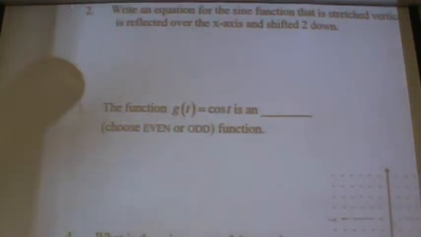Next one, let's go through these. Which ones are odd, which ones are even? Sine and tangent are odd. Cosine is even. Do you know what that even means? No? Okay, here, let's look at it again. We did odd and even.